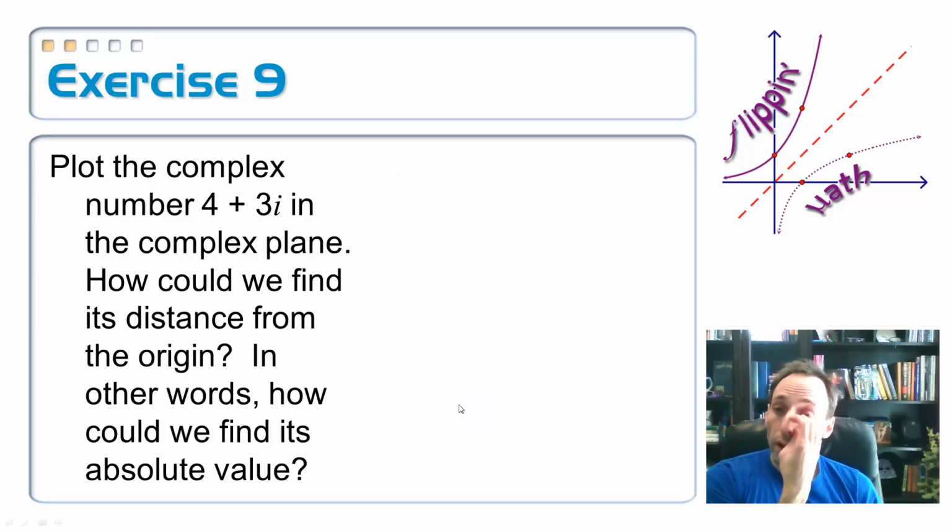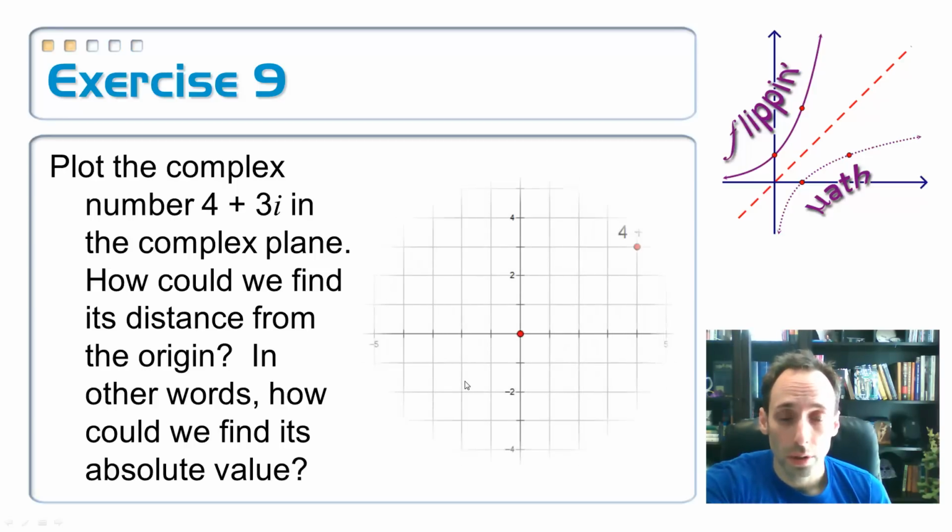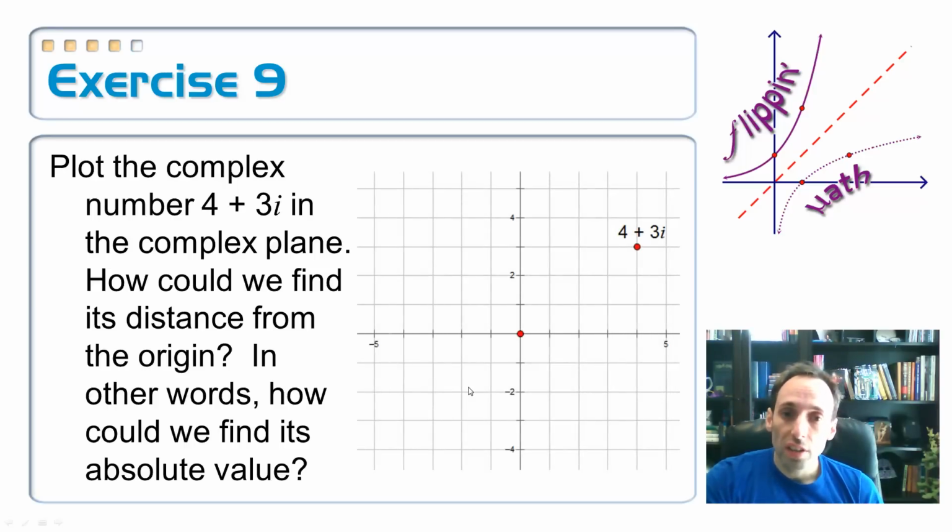So I'm going to plot this next complex number, 4 plus 3i, on the coordinate plane. Here you go. Like so, pretty. Okay, right? 4 real part, 3 imaginary part. How could we find the distance away from the origin? In other words, its absolute value. What do you think? Go ahead. Think about it for a second.